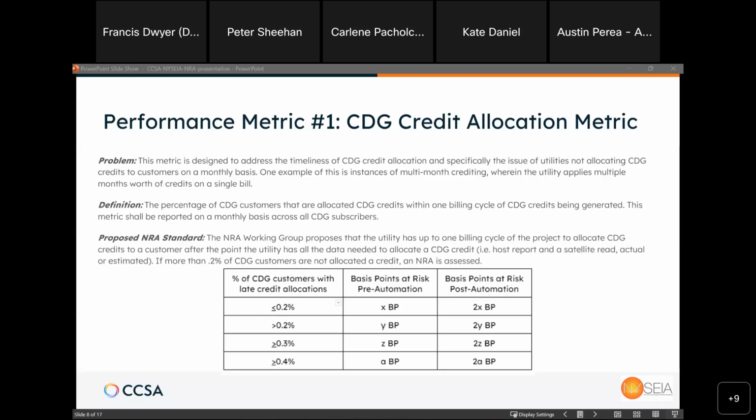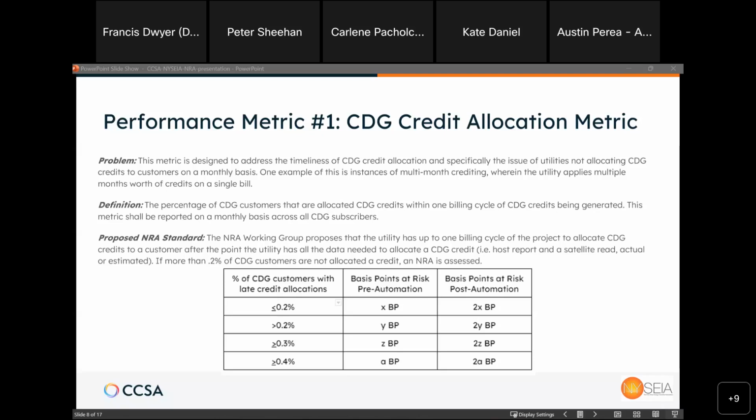The NRA that would be proposed with that is that we propose that the utility has up to one billing cycle of the project to allocate that credit to a customer after the point at which the utility has all the data that is needed to allocate a CDG credit. So that being the host report and a satellite read. In terms of the threshold triggers for this metric, we would expect that if more than 0.2% of CDG customers are not allocated a credit in a given time period, then an NRA is ultimately assessed.